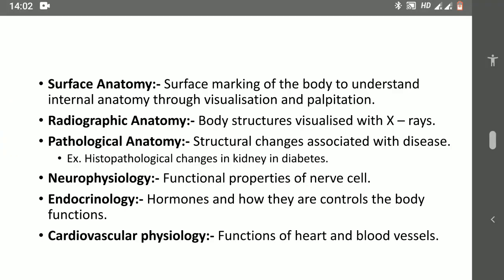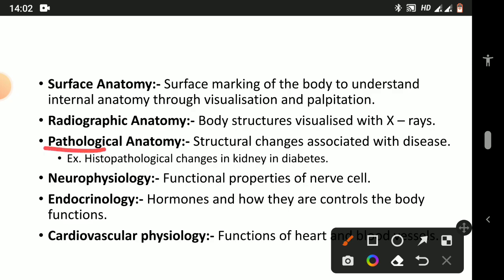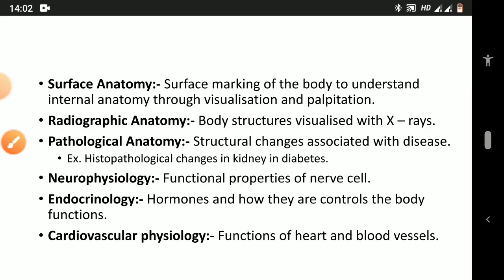Next one is pathological anatomy. In Greek language, patho means disease. That means the study of structure in a diseased condition is called pathological anatomy. Structural changes associated with the disease. That means the changes that take place within the organ under the disease condition. For example, histopathological changes in the kidney in diabetes condition. What changes take place within the kidney in diabetic conditions is studied within pathological anatomy.